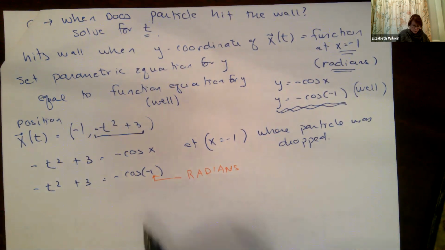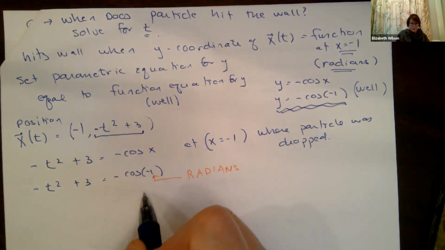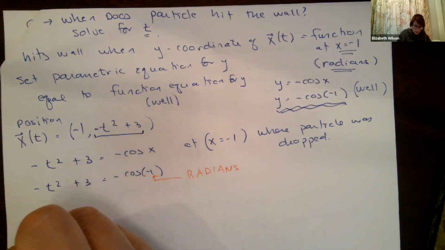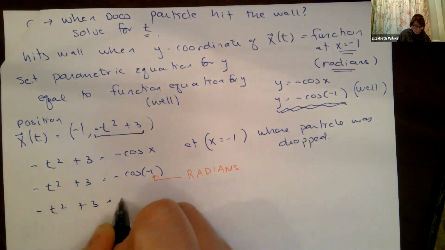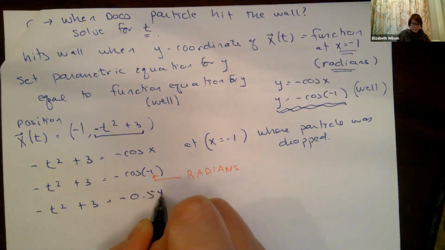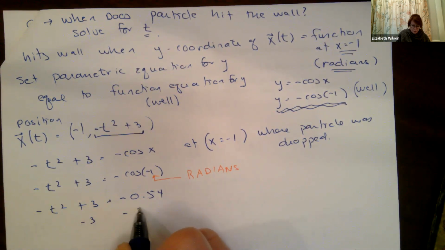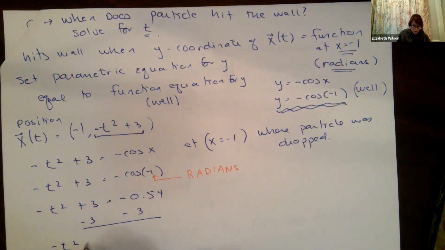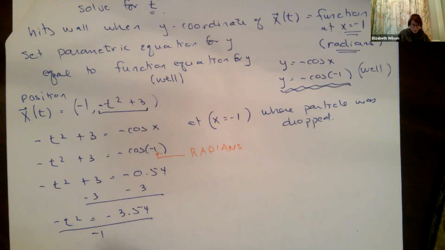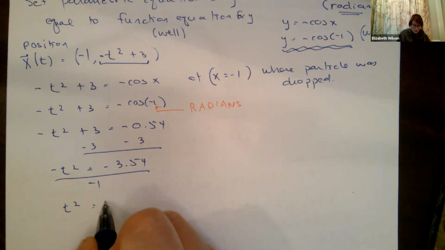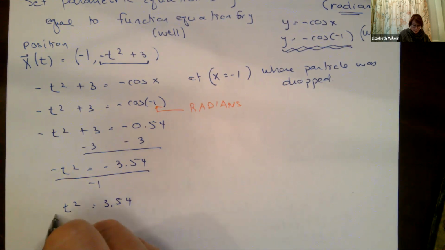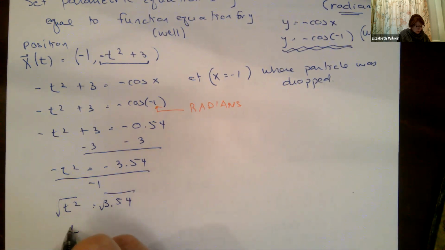All right, so when I plug in -1, multiplied by negative, what I'm going to get is minus t squared plus 3 equals minus 0.54. I'm going to solve for t, so I have to subtract 3 from both sides. So minus t squared equals minus 3.54. I'm going to divide by -1, right? So I'm going to get, oops, sorry, you can't see what I'm doing. T squared equals positive 3.54. Then I take the square root, and I get t equals 1.88.